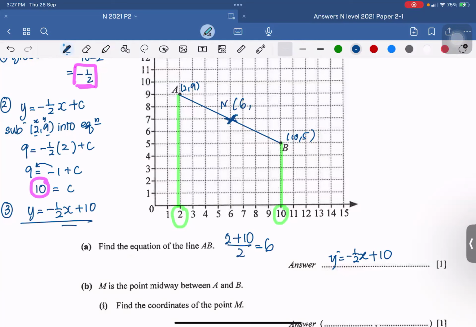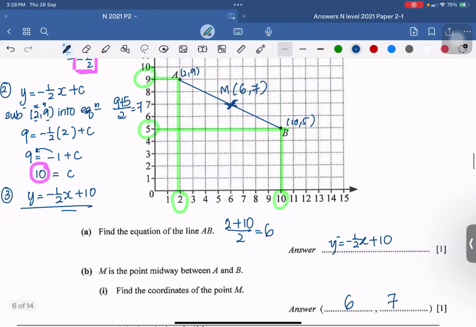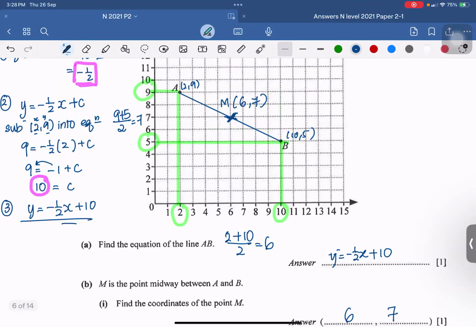This is your M. Then I look at my y in this case. My y is the number 9 and the number 5. How do I find the number in the middle? Well, I go and count. 9 plus 5 divided by 2. 9 plus 5 is 14. 14 divided by 2 is the number 7. So even if I read from my picture, this is (6, 7). So the coordinates of M are (6, 7). So you must know how to find the number in the middle.